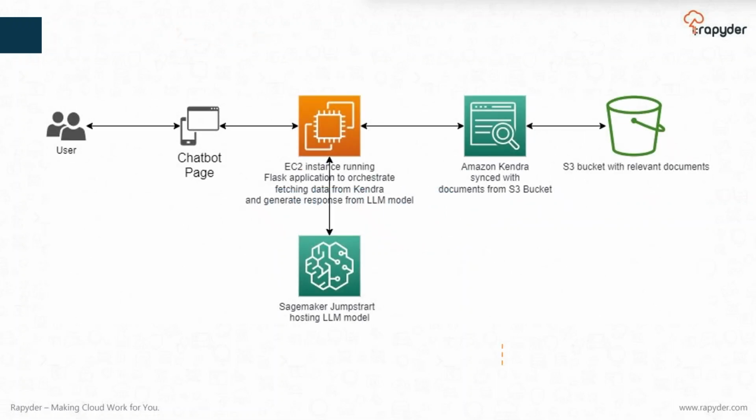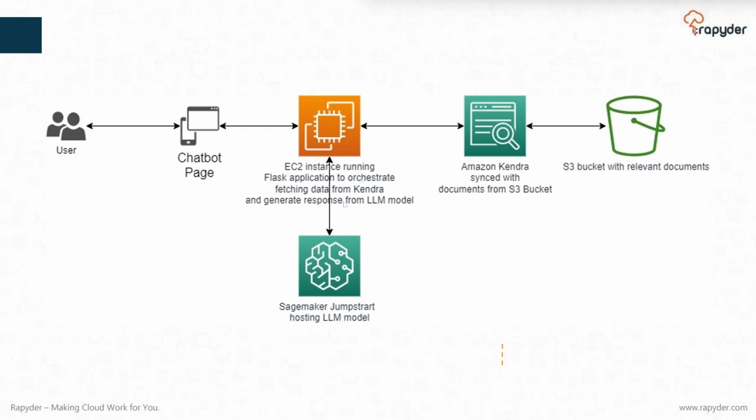Here is the architecture for our medical transcription chatbot solution. We store medical transcriptions in an S3 bucket and sync them with Amazon Kendra to create an index. When a user asks questions on the chatbot page, relevant documents are fetched from Kendra. These snippets from medical transcriptions are passed to an LLM hosted on SageMaker JumpStart to generate a response. The response is displayed on the chatbot page.